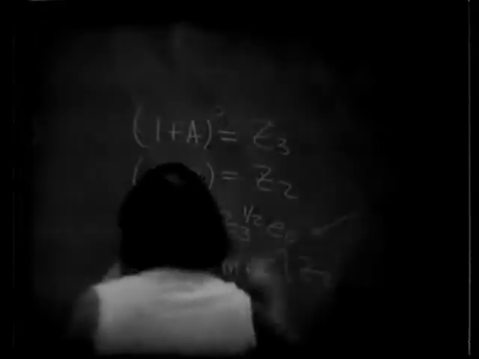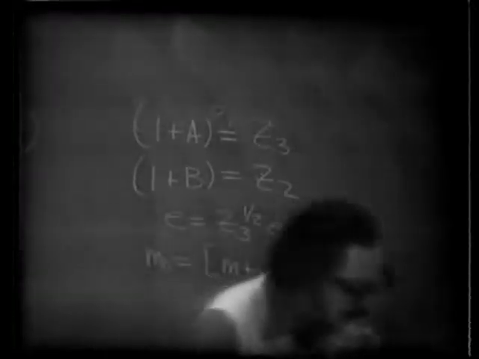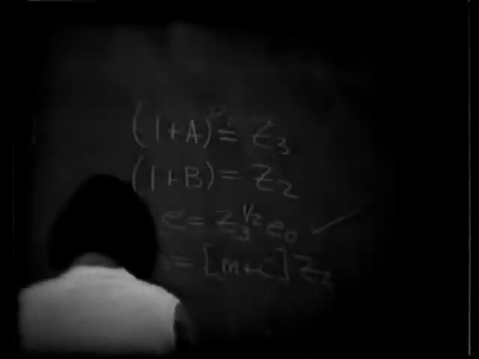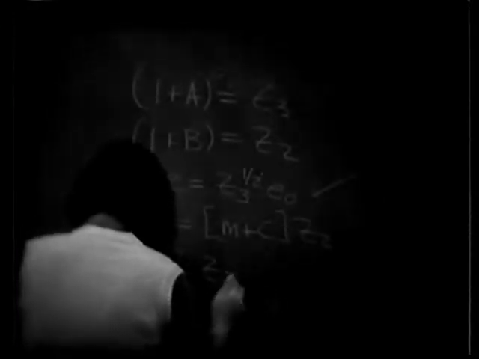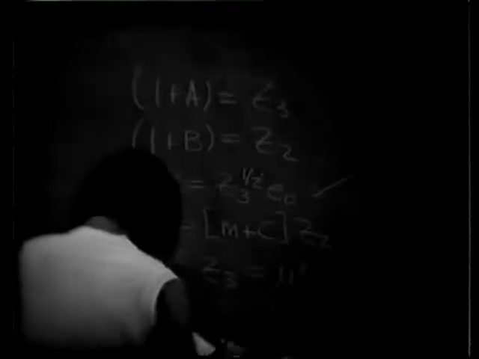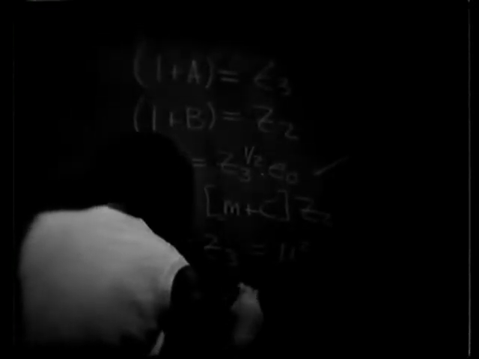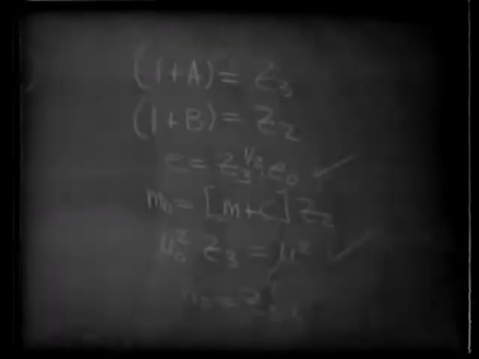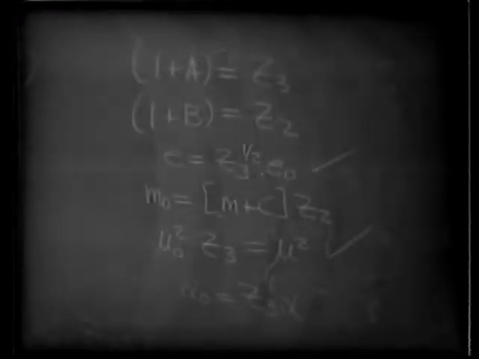This is an interesting one. I'll put a check on it. Let me just read them off rather than trying to derive them. Mu naught squared Z3 equals mu squared. That's also going to be interesting. And alpha naught equals Z3 alpha. That's also essentially uninteresting. Now, two of these equations I've identified as interesting.